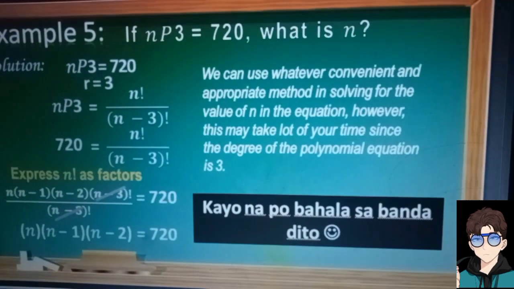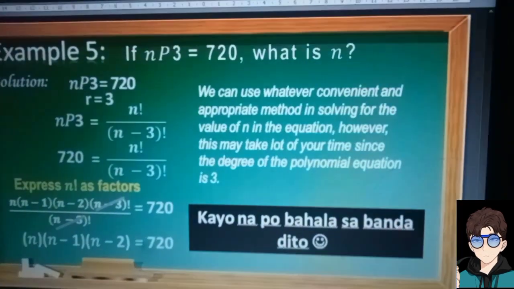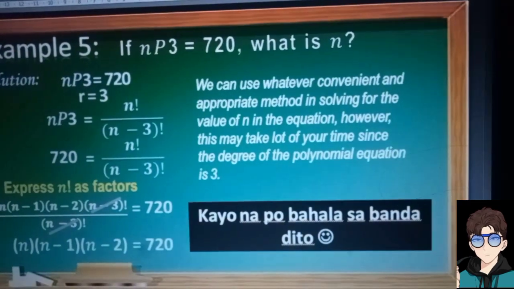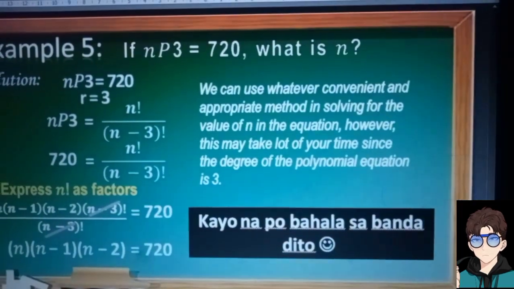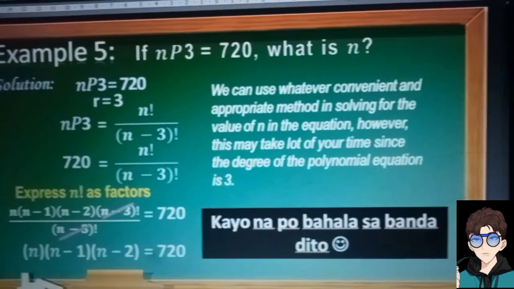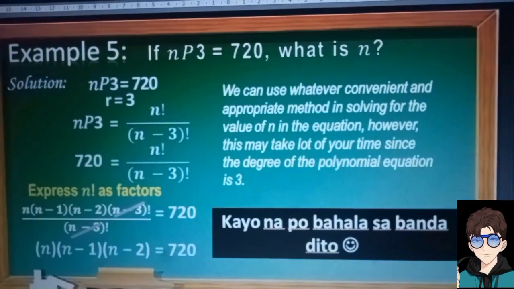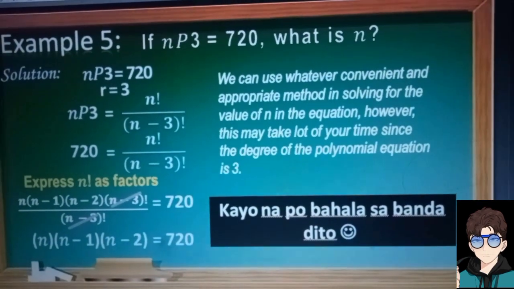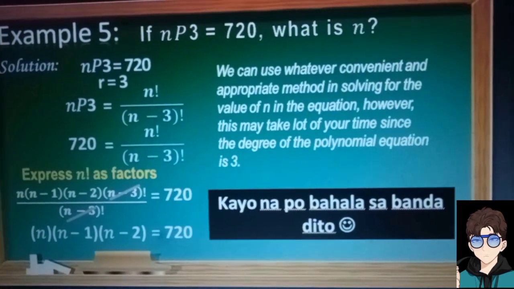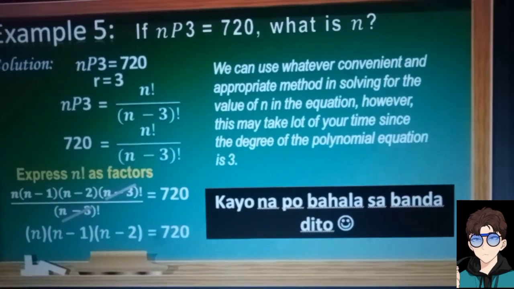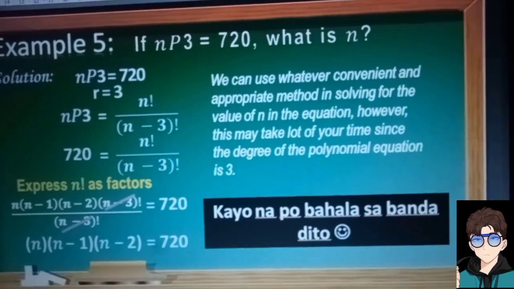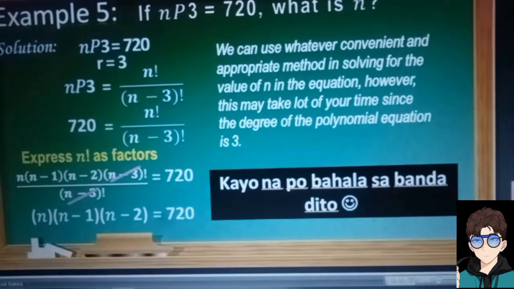Example number 5: if nP3 is equal to 720, what is n? Here you have the value of r, which is 3. The missing one is n. So the solution: nP3 is equal to 720, and r is equal to 3. nP3 is equal to n factorial all over the quantity of n minus r factorial, so 720 is equal to n factorial all over the quantity of n minus 3 factorial.